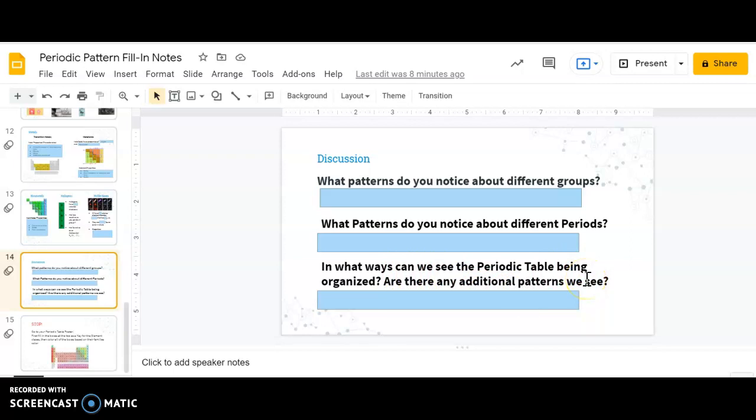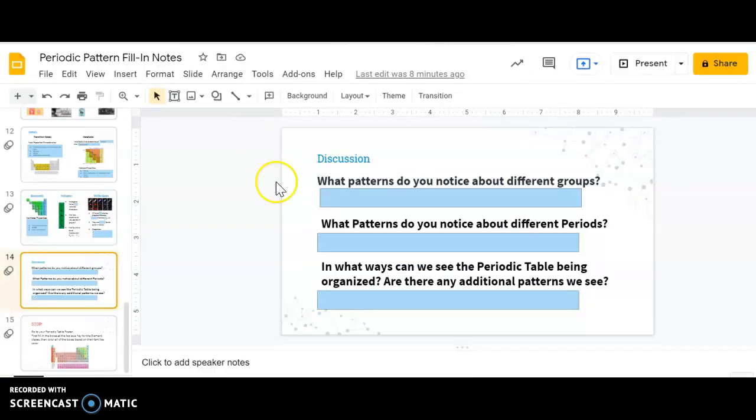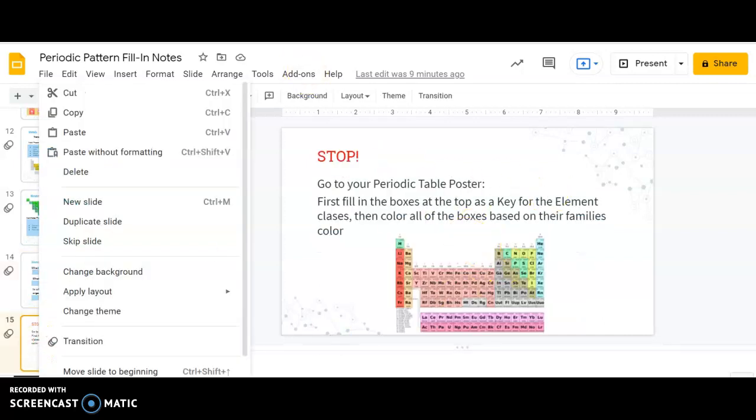So go on to Google, search up periodic patterns, and you can say some additional periodic patterns are blank. List 4 or so of the different patterns that you see. Not periods and groups as patterns, but what additional patterns are there? So element classes, is it atomic number? There's a bunch of other ones, and some of them might look like this, different patterns on the table. There's lots of different options you can go with. So once that complete sentence is done, go get started on your poster.